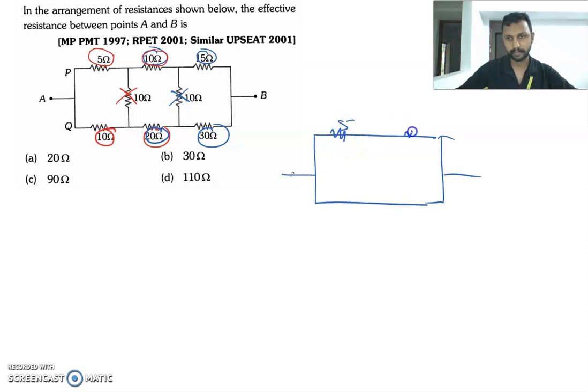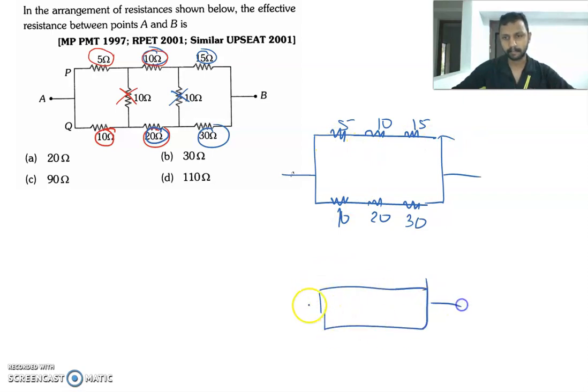5, 15, 10 and 30. Then, not 5, 15, there is a 10 over here, I forgot, and there is a 20 over here. Then the total resistance will become: 5, 10 and 15 are in series, therefore it is 30. Then 10, 20 and 30 are in series, therefore it is 60.